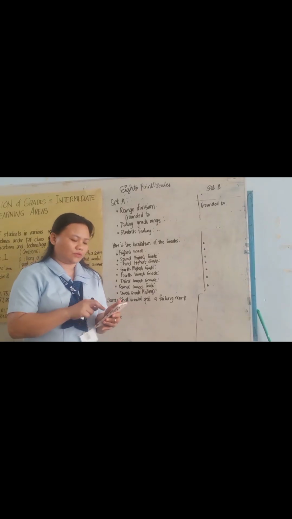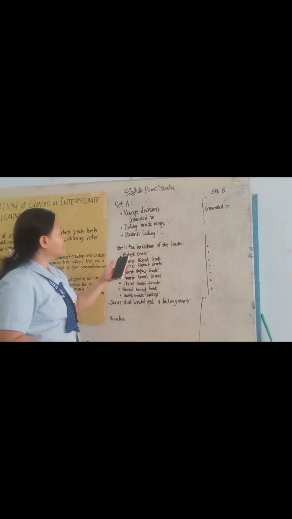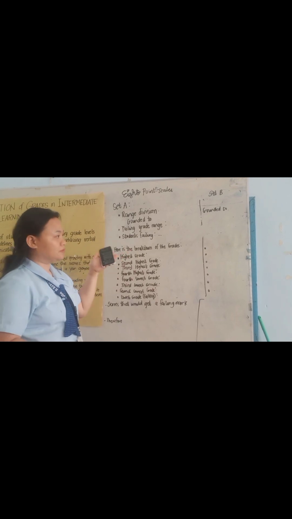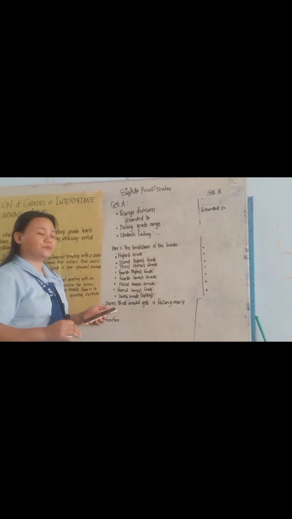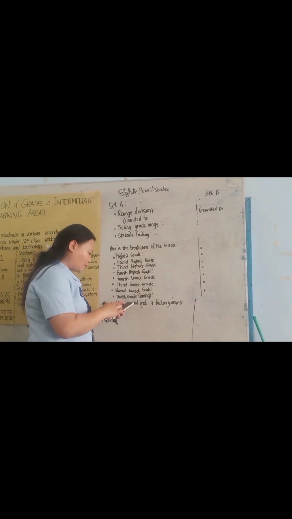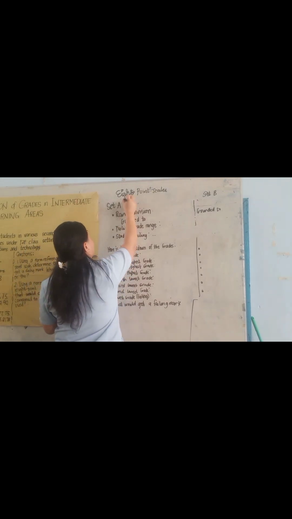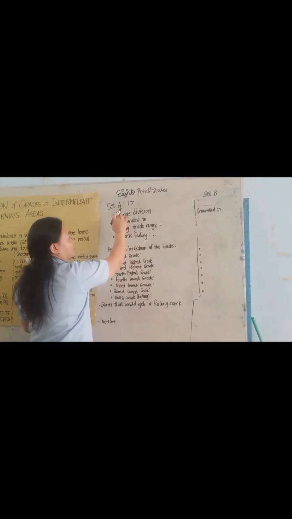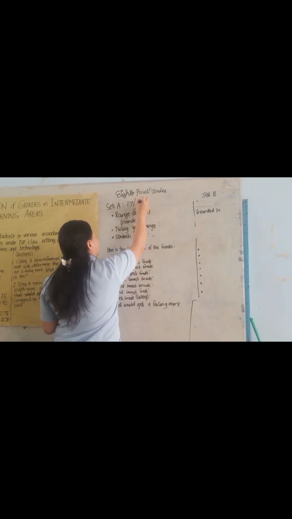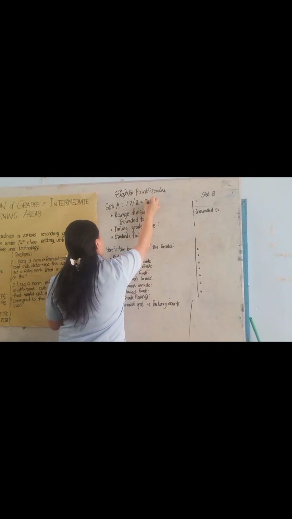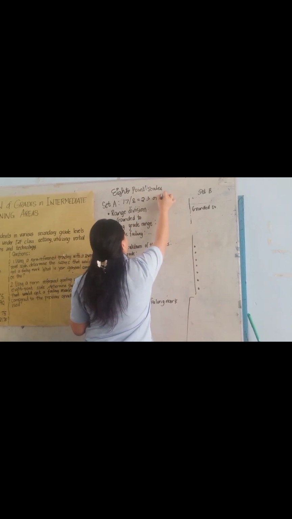Now we're going to move on to the 8-point scale for these two sets, but we're going to discuss set A first. Since we already know that set A has a range of 17, we're going to divide that by 8 since we're using the 8-point scale. 17 divided by 8 is equal to 2.3. We're going to round it to 2.